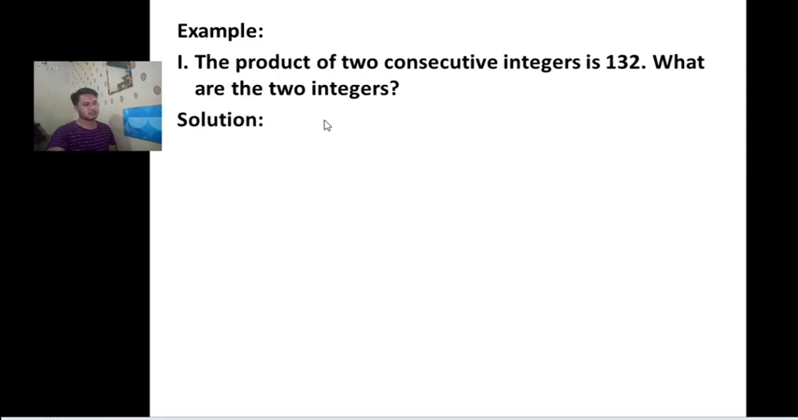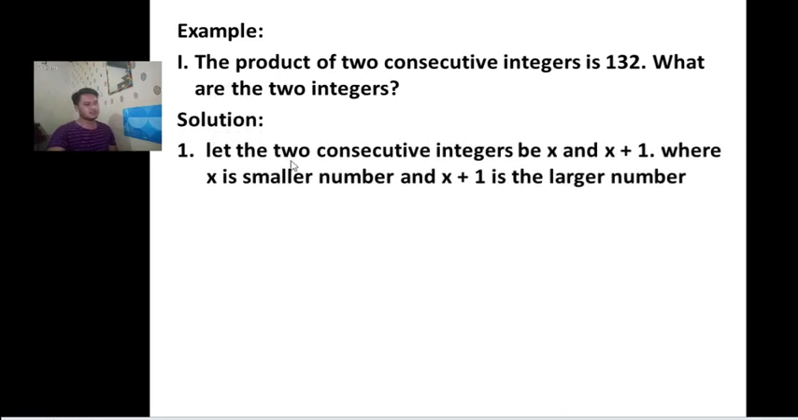Next, our solution. Let the two consecutive integers be x and x plus 1, where x is the smaller number and x plus 1 is the larger number. Again, as I have said a while ago, the number is one more than the other number if we're talking about consecutive numbers. Next, the product of x and x plus 1 is 132.